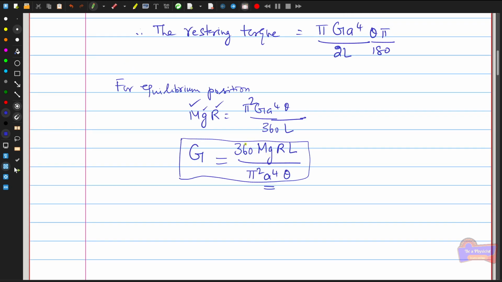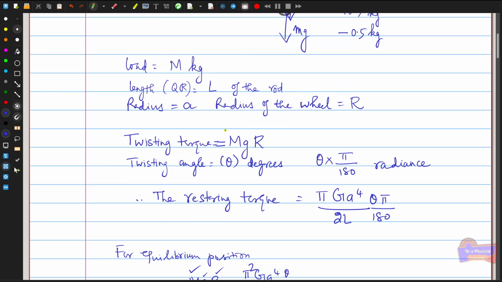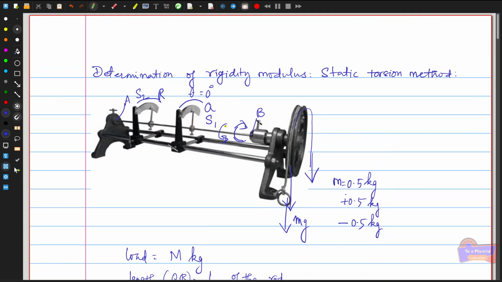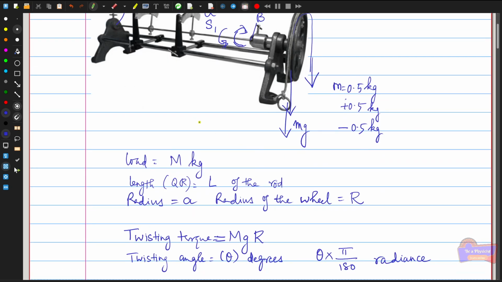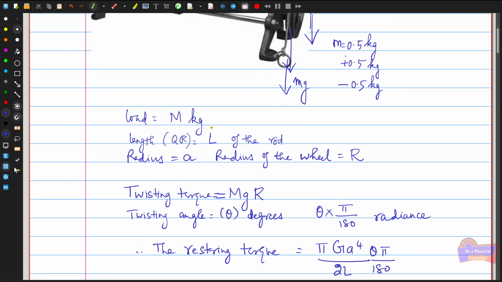While doing the experiment, we are going to make two approximations. That means we are going to eliminate the error due to the eccentricity of the wheel by applying the torque in both clockwise as well as anti-clockwise directions. Also, we are going to eliminate the errors due to any slipping at the clamped end by observing the readings at two points on the rod. These are the approximations we are going to make in this method.